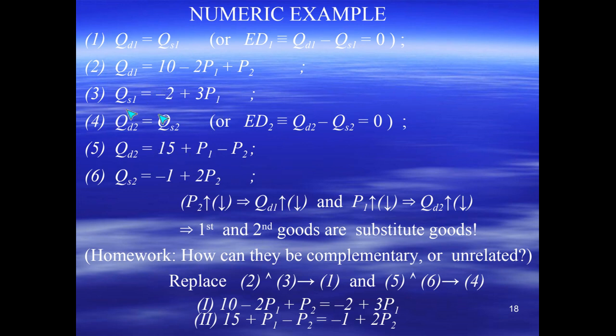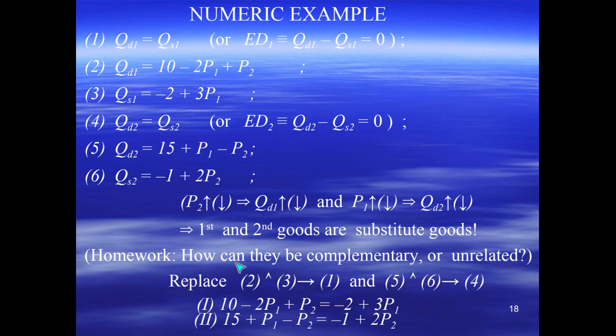For the demand. But for the supply, they are unrelated because the price of the other good doesn't appear in the supply of the first good, and similarly in the supply of the second good. The price of the first good doesn't appear here. So for the supply they are unrelated. For the demand they are substitutes. All right. And here, in fact, we can deduce from this that first and second goods are substitute goods. Here it summarizes what I told you now.